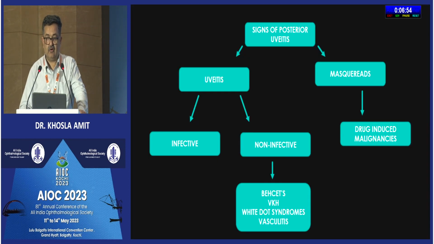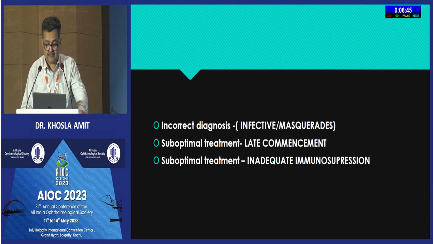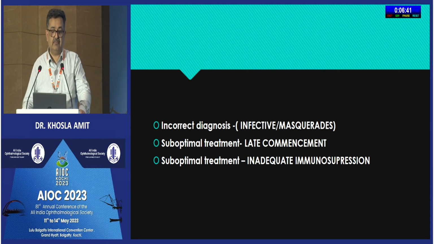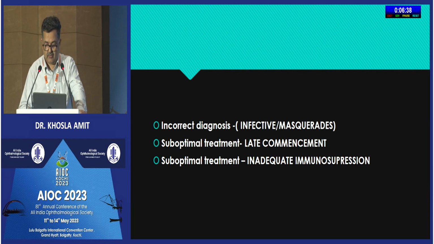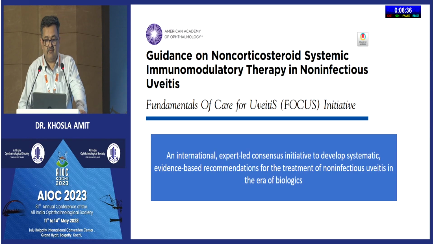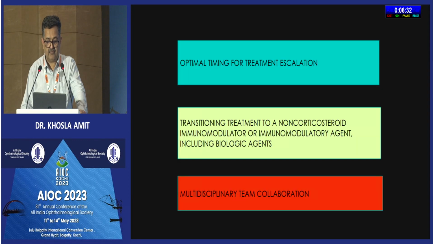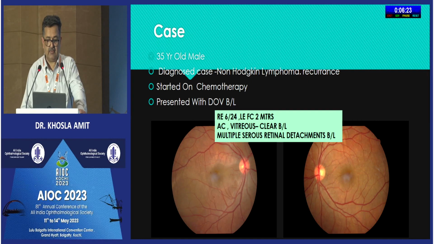As mentioned, we are always worried about the masquerades. We are always worried whether it's infective. So I think Reema's lecture on infection versus non-infection was the most crucial one. Sometimes we make an incorrect diagnosis, or we start the treatment too late, or we have inadequate immunosuppression. So everyone who's interested in managing uveitis should read this FOCUS initiative. It tells you the optimal time for treatment escalation, when you should transit to a non-steroidal drug, and that it's preferable to have multidisciplinary team collaboration.